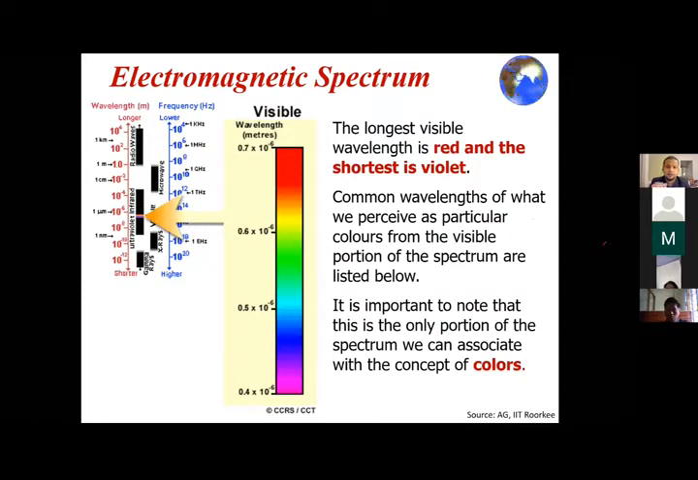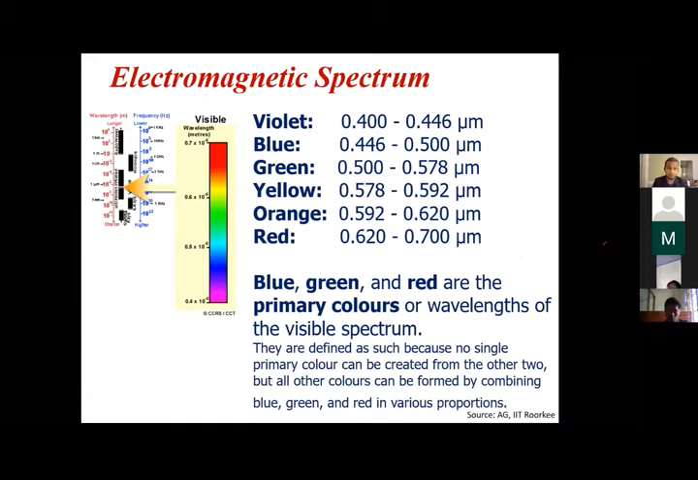Well, in VIBGYOR, the red has the longest wavelength, and the violet has the shortest. And these, the RGB, which we call the primary colors, give the concept of colors, and different other colors can be synthesized by mixing these primary colors. If you see the wavelengths of the red part of the visible electromagnetic radiation, it ranges from 0.6 to 0.7 micrometers, whereas violet ranges from 0.4 to 0.44 micrometers.